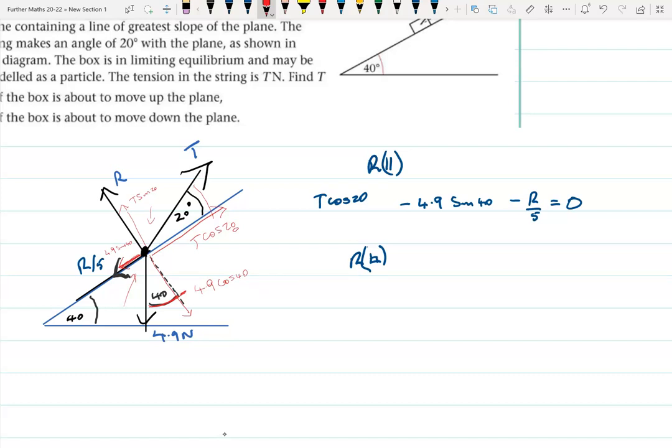Okay, so that's the component of forces, which should enable us to write our equation. So that gives us T sine 20 going out of the plane plus R going up the plane. They're both going in that direction, but going the opposite direction is the 4.9 cos 40.